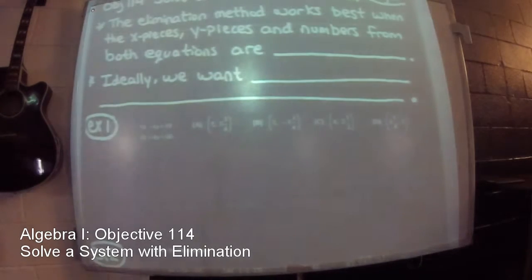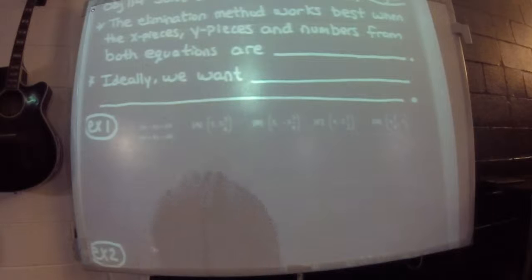So what we've been talking about is systems of equations. How do you know when you're looking at a system? There are 2 or more equations. And we have 2 ways now.